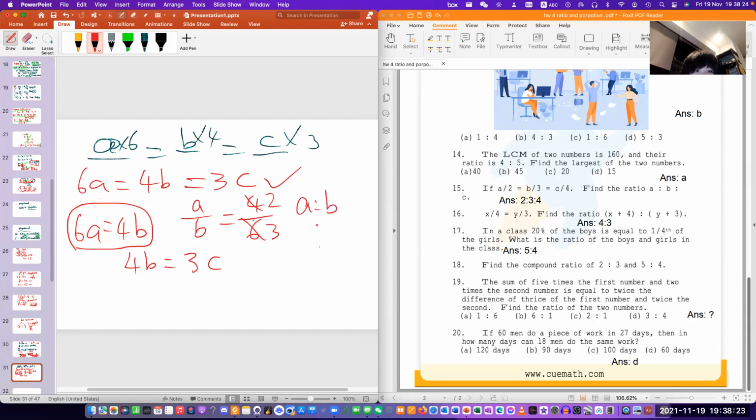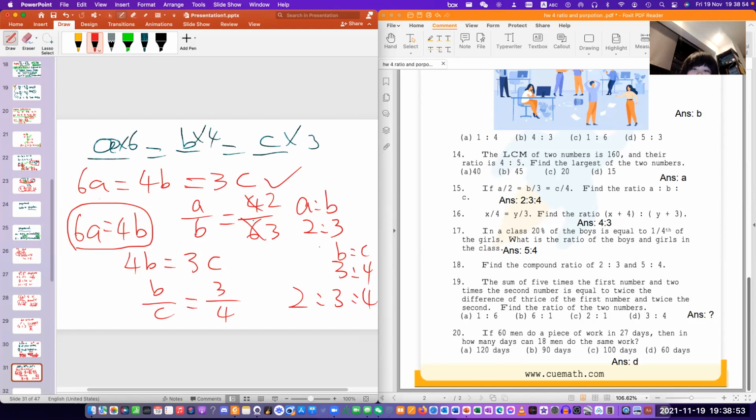A to B is 2 to 3. So from here, B to C is actually 3 to 4. Right? Okay. So therefore, B to C is 3 to 4. So if you write them all down, you will get 2 to 3 to 4, which is your answer. Okay? Yeah, which is your answer.